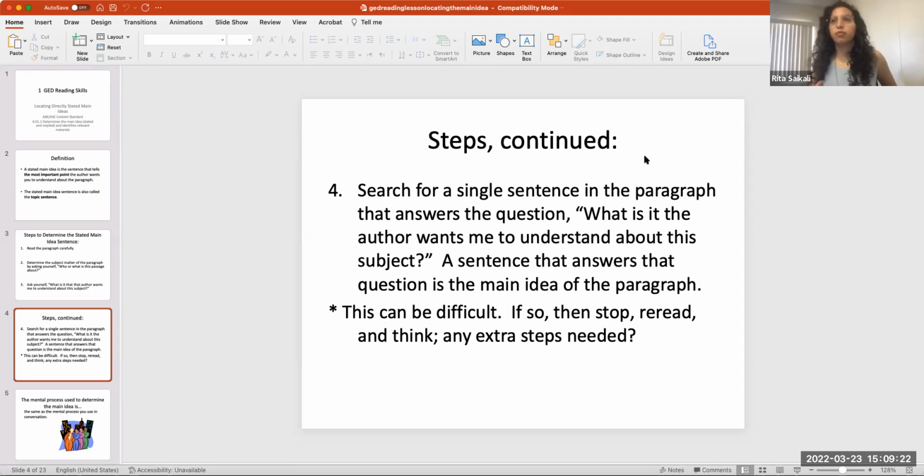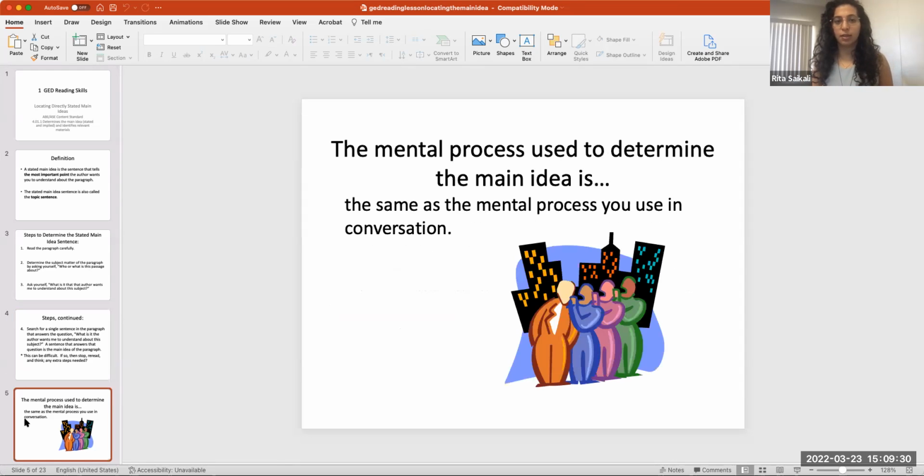Cool. So that is for if we're trying to find the topic sentence. Any questions on that so far? No? All right, let's continue. So the mental process used to determine the main idea is basically the same as you would use in a conversation. If you're talking to somebody, to really make this simple, and somebody goes on and on and on about a subject, you are listening, but you're also looking for why this person is telling you the story, right? What's the point? What's the lesson? What are we trying to get out of this?